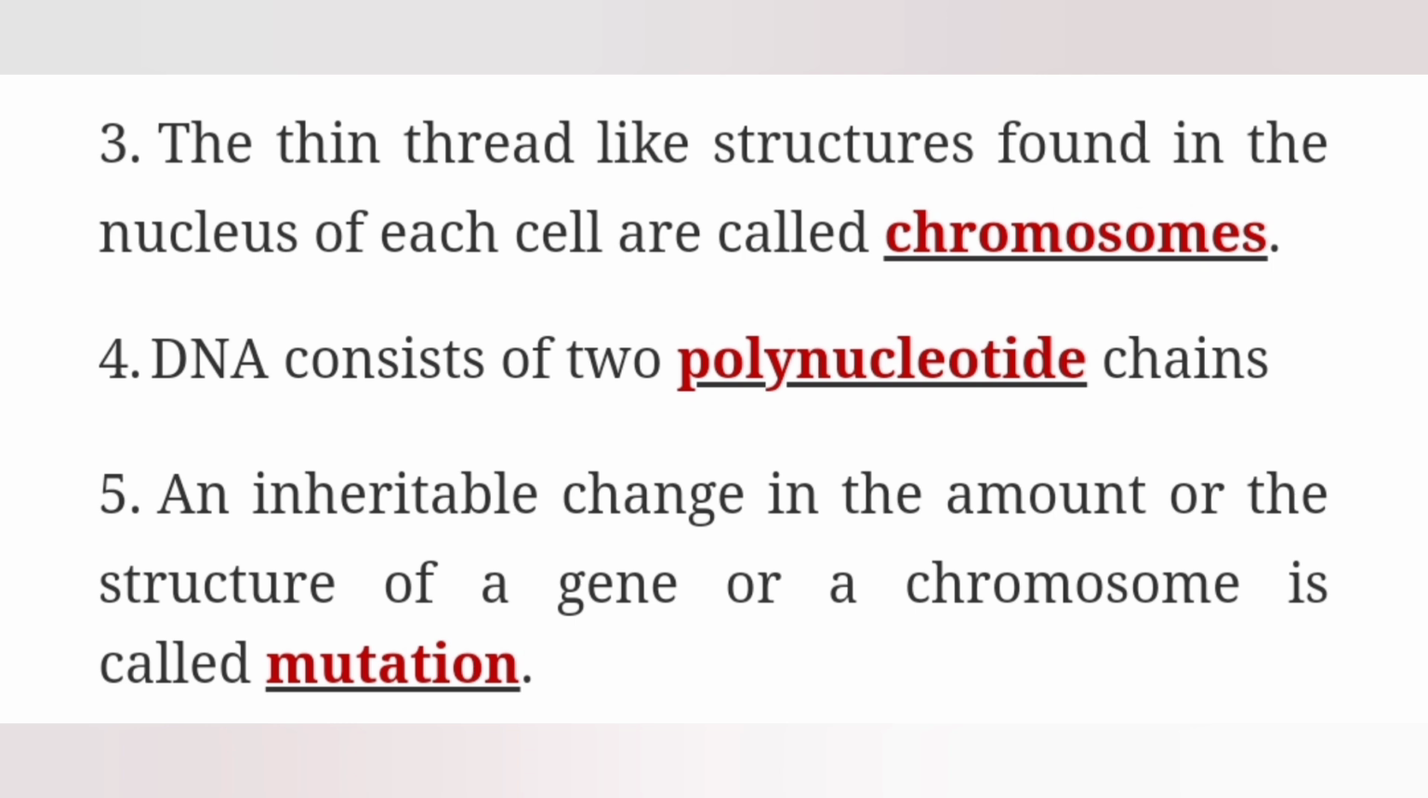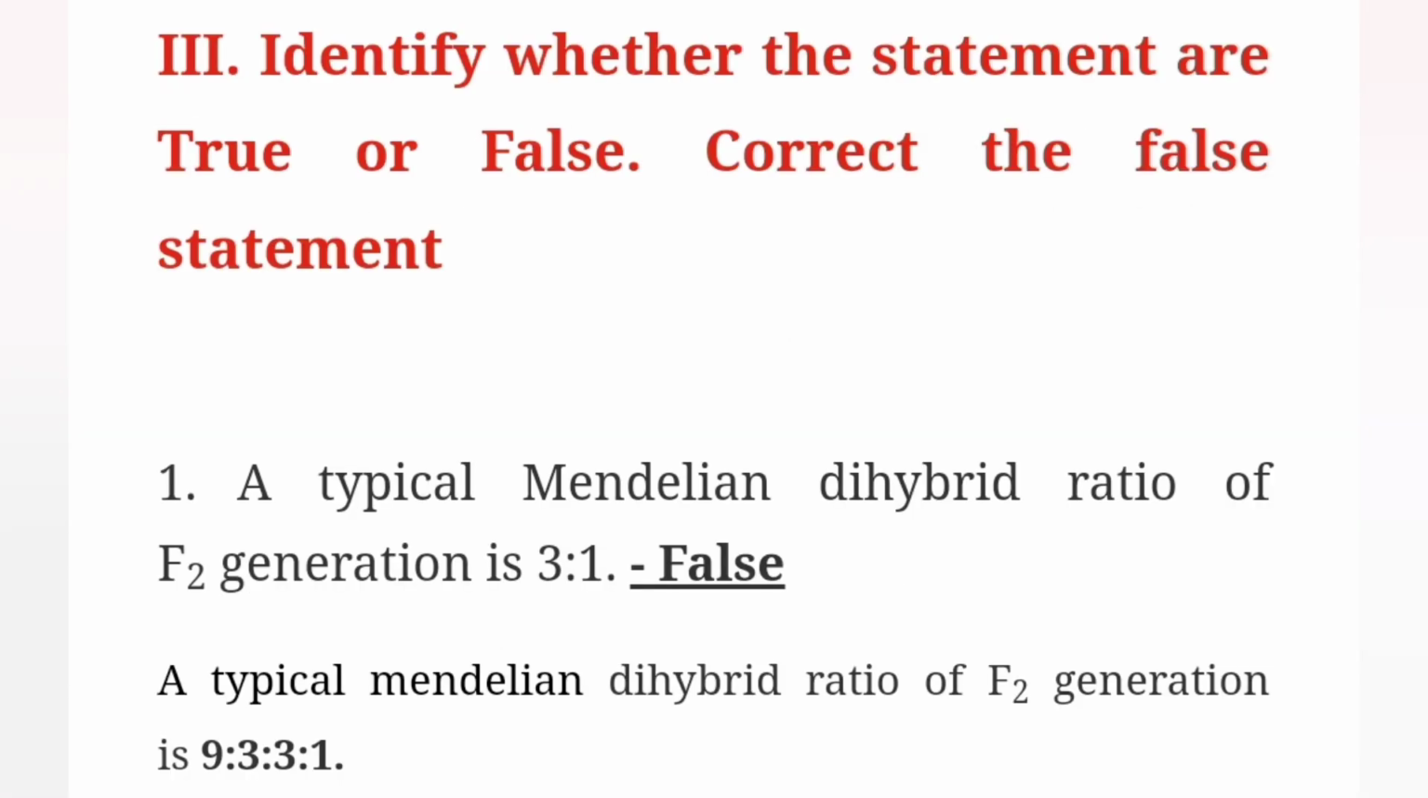Third one, the thin thread-like structures found in the nucleus of each cell are called dash, chromosomes. Fourth one, DNA consists of 2 dash chains, polynucleotide chains. Fifth one, an inheritable change in the amount or the structure of a gene or a chromosome is called dash, mutation. Third Roman letter, identify whether the statements are true or false.